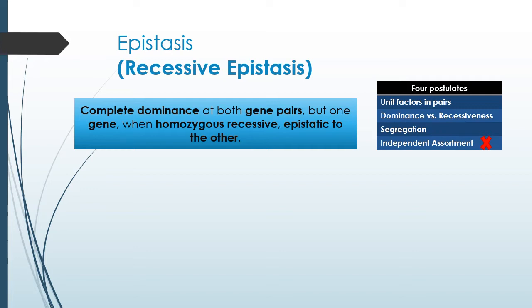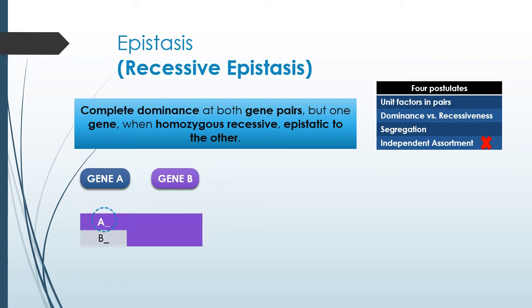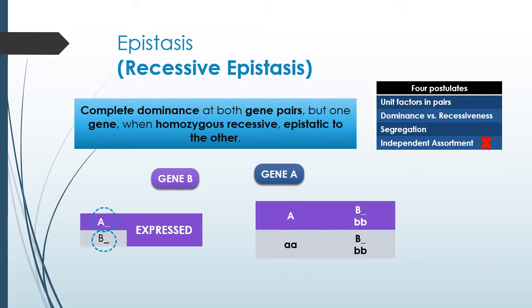Again, two genes, A and B, are involved in the expression of a certain phenotype. When the dominant allele for gene A is present, the corresponding trait it codes for will be expressed. The same thing is true for gene B. However, when one gene, let's say gene A, is present in its homozygous recessive form, it will stop the expression of both dominant and recessive alleles of gene B.